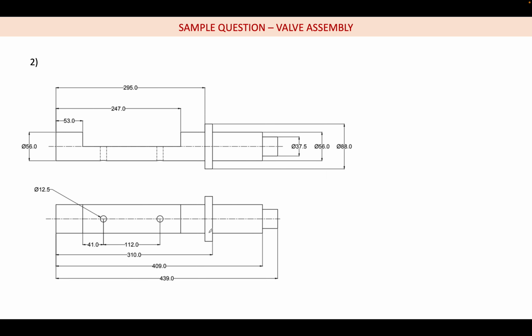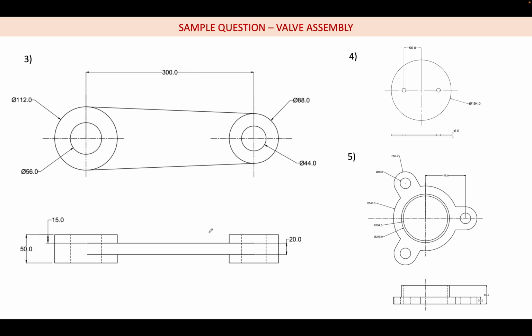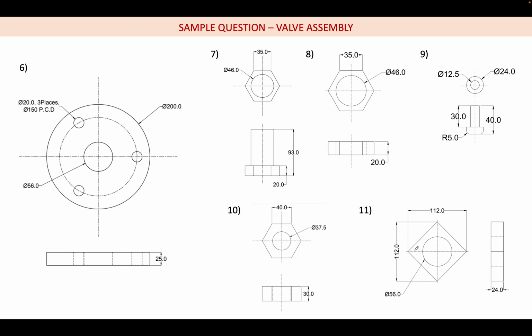For each part they have shown the drawing. This is the inner regulator pin. This is the valve body. This is that actuator. Number 4 is the base plate. Number 5 is the bottom part of the valve body. Number 6 is the part which connects the actuator with the valve body. Number 7 is a hex bolt. Number 8 is a hex nut. Number 9 is a pin. Number 10 is again a hex nut.